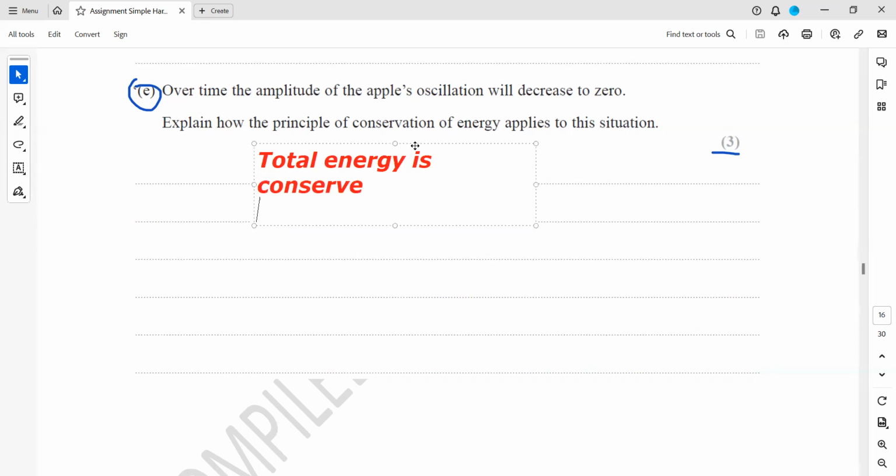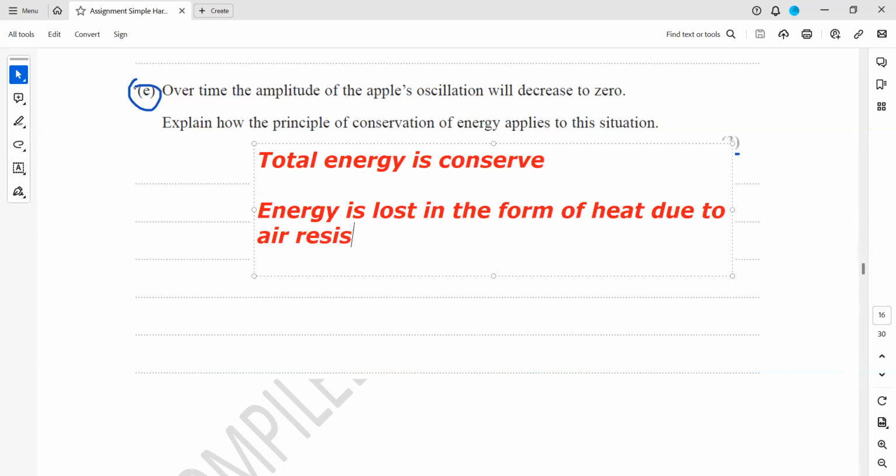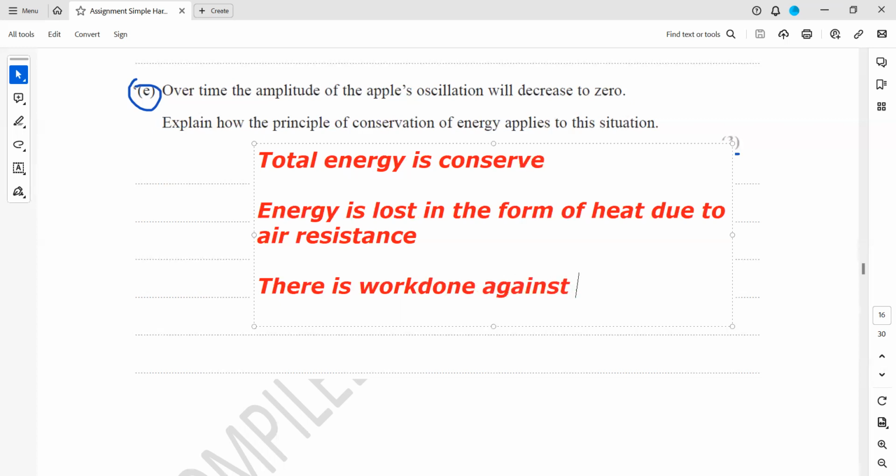The second point: what will happen? The energy is lost in the form of heat due to air resistance. And what is the reason for that? Because there is work done against the air resistance. Because there is work done against the air resistance, that's why the energy is lost in the form of heat. So that is the structured answer for this type of question, or you can also say the system is damped, loses energy.